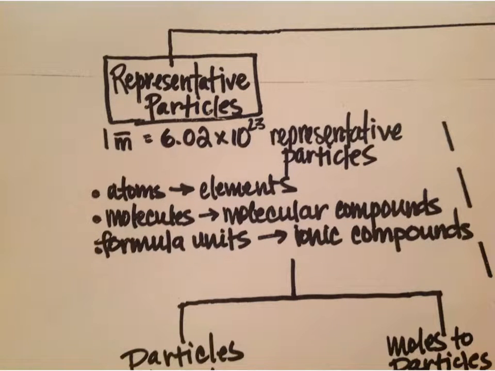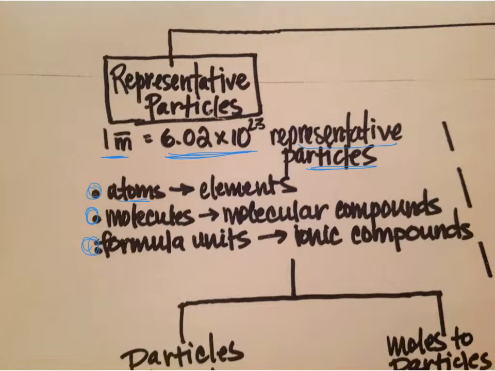All right, so the first conversion will be moles and representative particles. Now, the statement that we can make is that 1 mole is equal to Avogadro's number of representative particles. So Avogadro's number is 6.02 times 10 to the 23rd. So representative particle examples are atoms, molecules, or formula units.